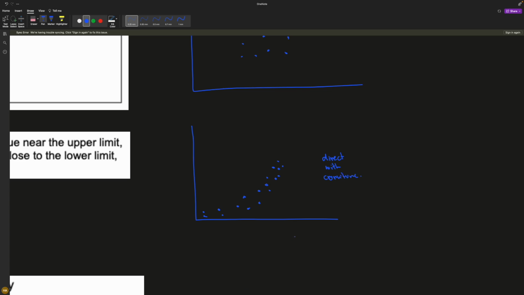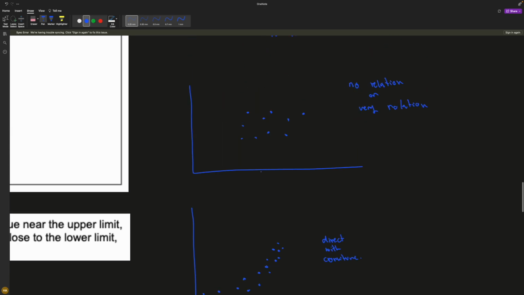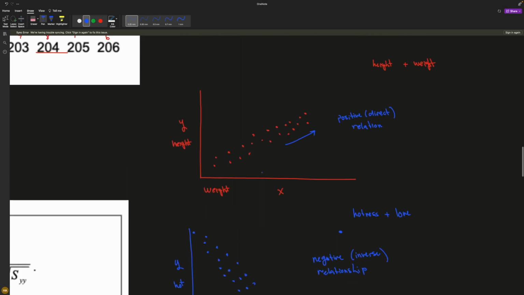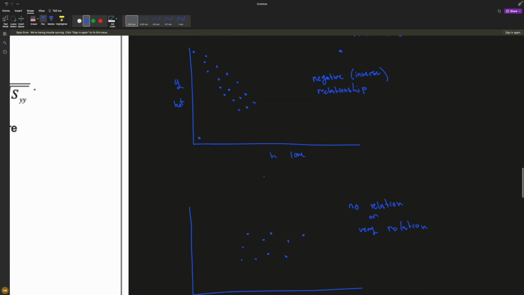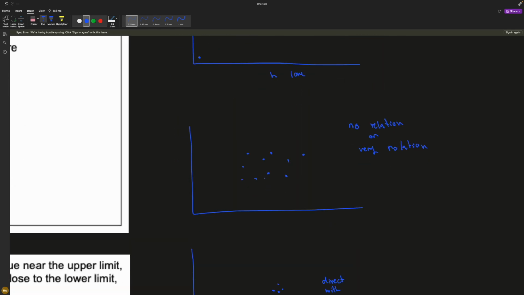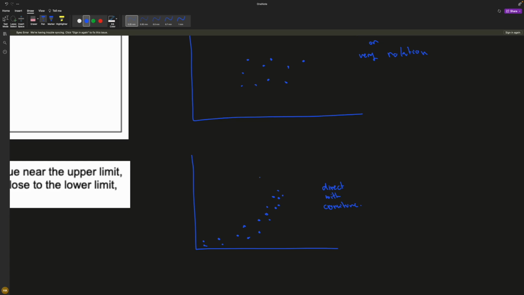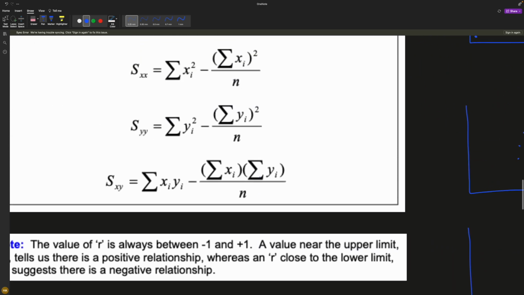So that's basically what it is. These are the three types. It's not really rocket science. You just read it. If it goes up, it's positive. If it goes down, it's negative. If it's all over the place, it's nothing. And if it's positive, it's just direct with a curve.